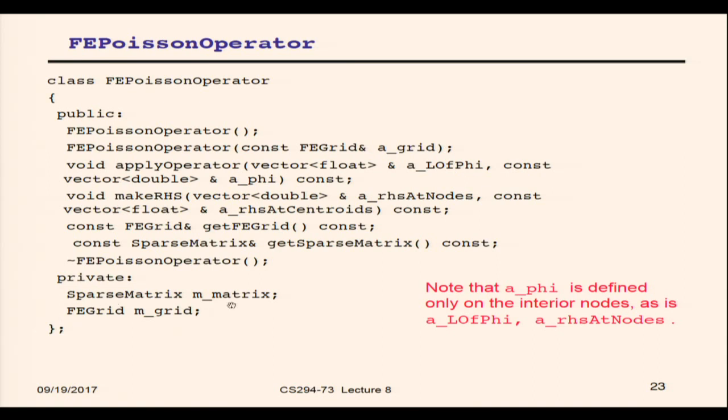And what are the data members? Well, it's FE grid, which is the thing we've already packaged up for you. And then it's the sparse matrix class, which you will have written. But that's all you have. All of the dynamic variables, AFI, right-hand side, LFI, right-hand side at nodes, these are all going to be defined on the interior nodes only. So there's not going to be anything corresponding to ghost values. This is analogous to what we did in the first assignment, where the operator applied to phi was defined just on a set shrunk by 1. And this is the analogous thing for unstructured.